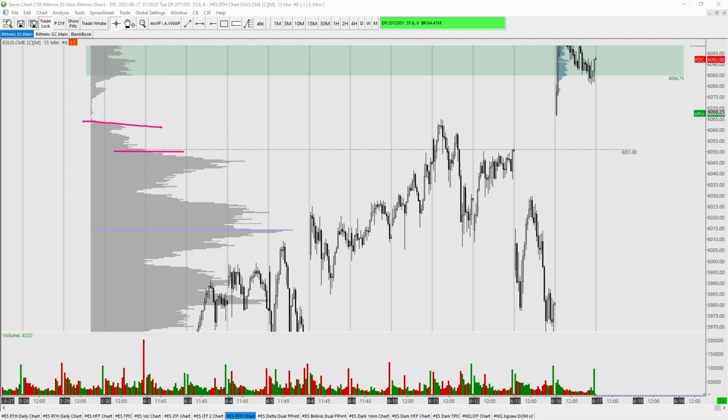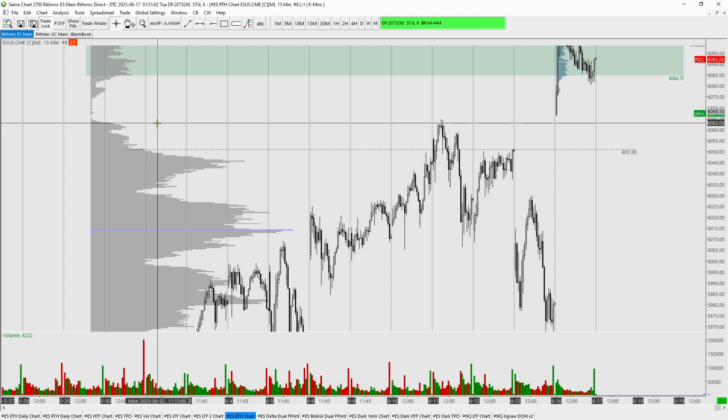But yeah, both of them are valid, so I'll mark both of them. Yeah, 63.